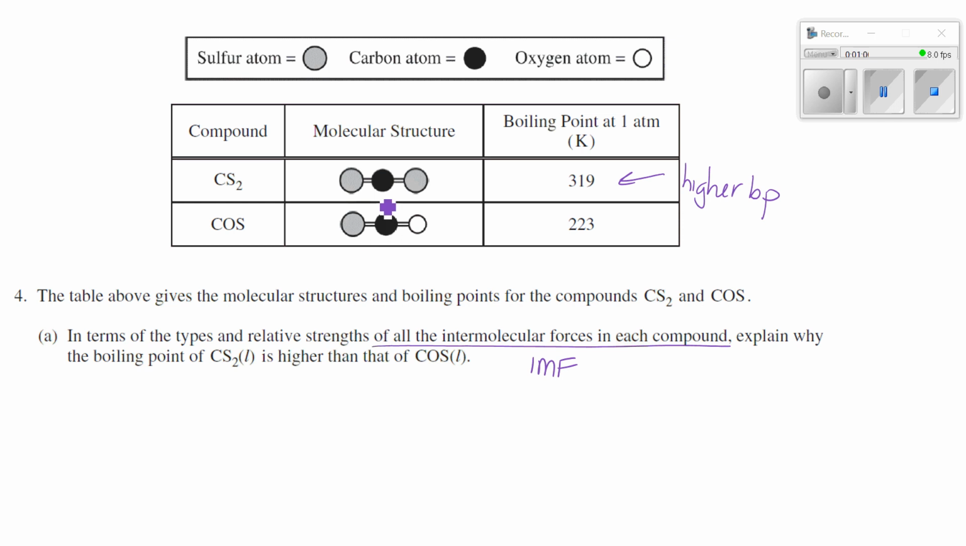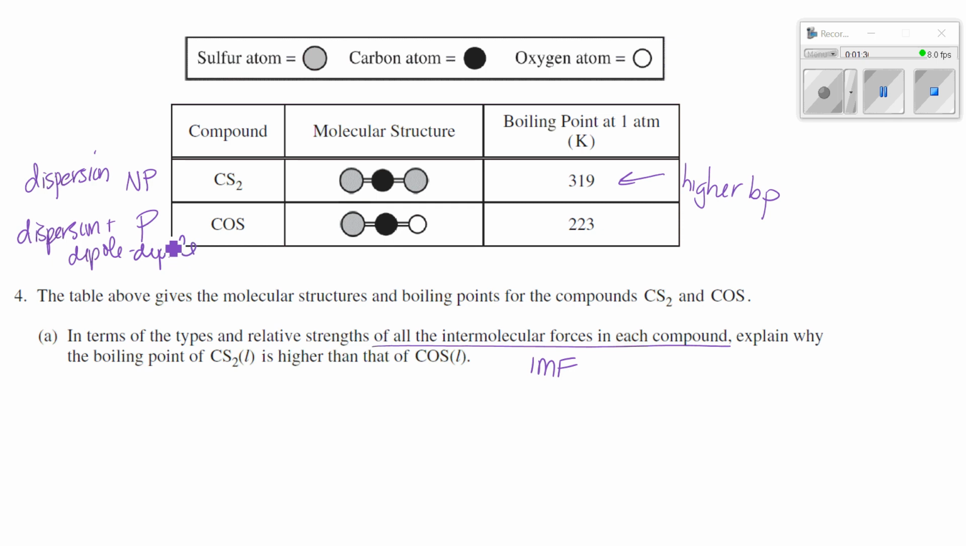They both look linear. CS2 looks totally symmetric though, so it's going to be nonpolar. Whereas COS looks asymmetric, right? They've got an oxygen side and a sulfur side. There's going to be differing electronegativities, so your molecule is going to be polar. If a molecule is nonpolar, it experiences dispersion forces only. If it's polar, it experiences dispersion forces and dipole-dipole.